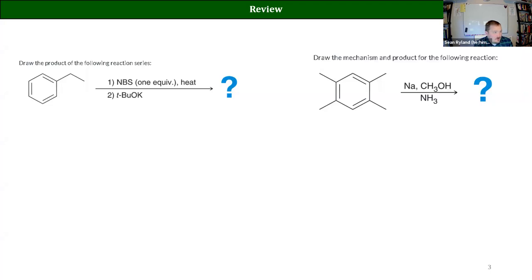All right, so let's go over some of the quiz questions. One was not explicitly from chapter 17. We have this first reaction of NBS followed by TBUOK. What is going to be our product after step one here? What type of reaction is NBS? It's a free radical bromination. Right, so we're going to pull off a hydrogen and replace it with a bromine.